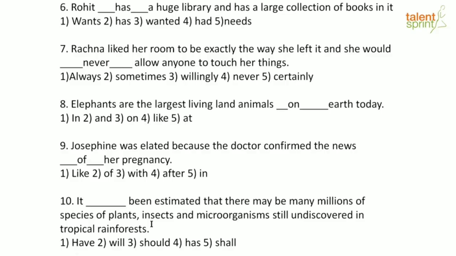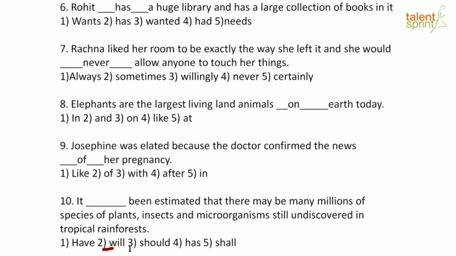Moving on to our 10th sentence. It has been estimated that there may be many millions of species of plants, insects and microorganisms still undiscovered in tropical rainforests. Now this is a pretty easy option if you look at the sentence itself, because you have "been estimated", which is a perfect tense, right? So you just have to look at what would be the right option to fall in with this particular form.